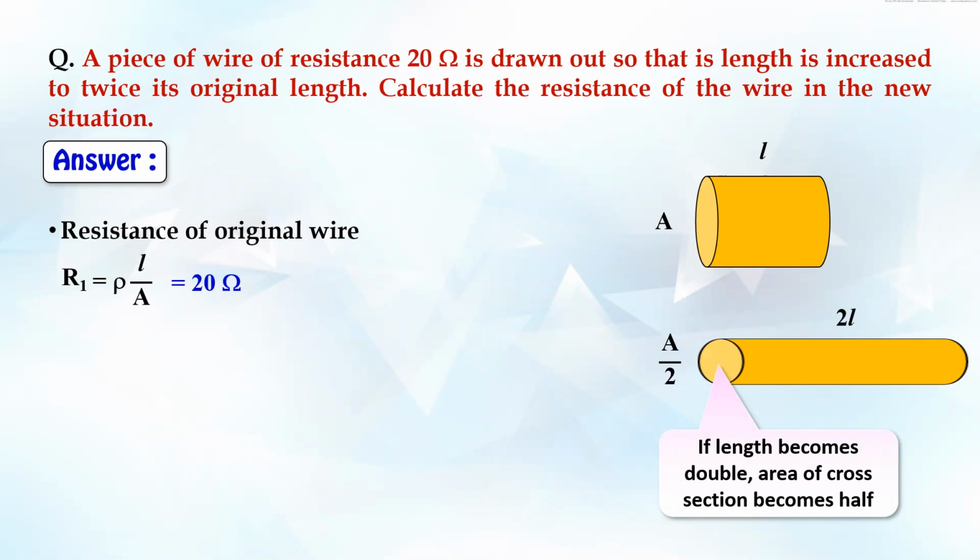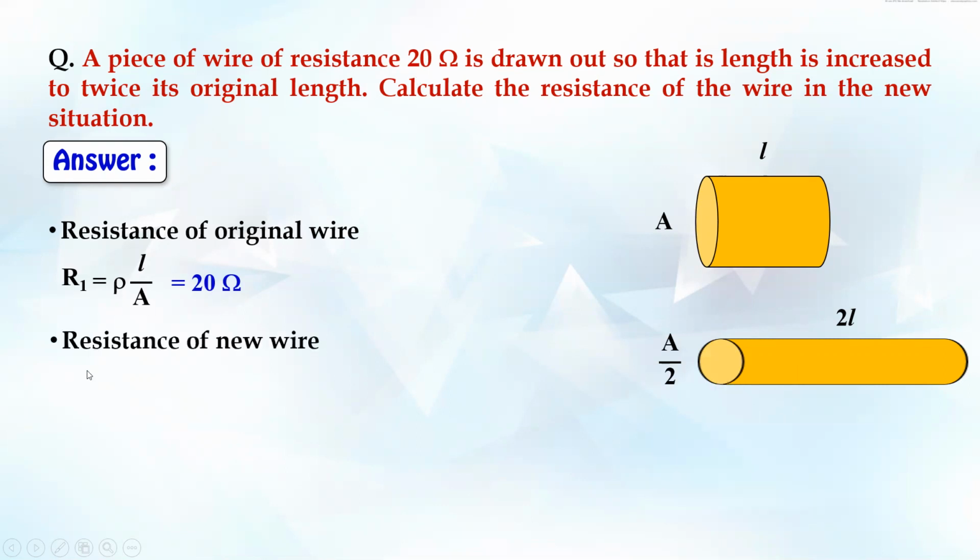Since the wire is pulled, the length of the wire increases while pulling, so the area is going to decrease. Remember that if the question says the wire is cut, you have to take the area the same as it is, that is A. But in this case, since it is pulled or drawn, area decreases, length increases. So we have taken this as R1, which is given the value 20 ohms.